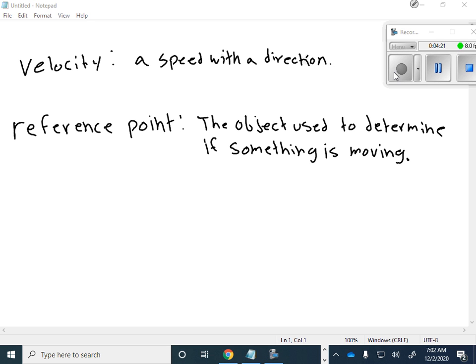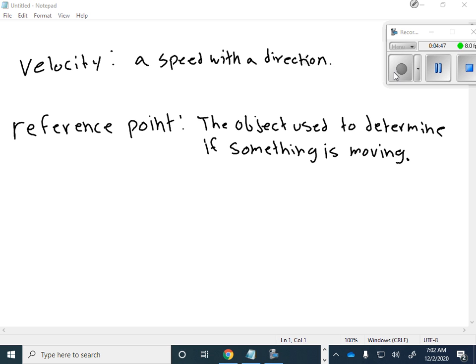So the reference point is whatever object we use to determine if something is moving. And if we use the wrong object, if we use an object that is in motion as well, then we can end up perceiving the wrong motion for whatever we're trying to look at.